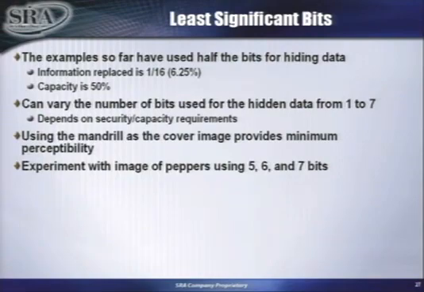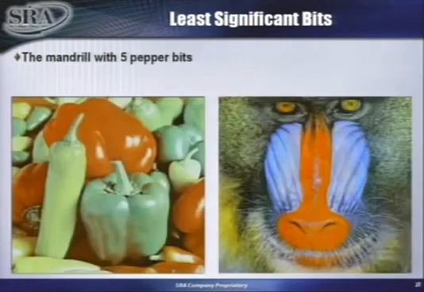So with this very simple program, I allowed it to vary between 1 and 7 bits. So it can take just 1 bit from the hidden data and put it in the least significant bit of the cover, and up to 7. Okay, and we'll see a few pictures with that.